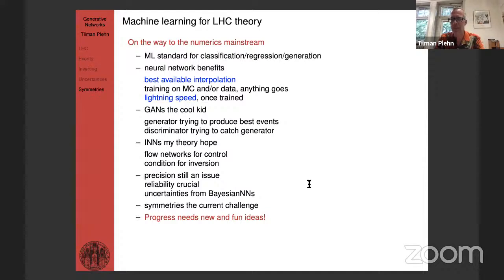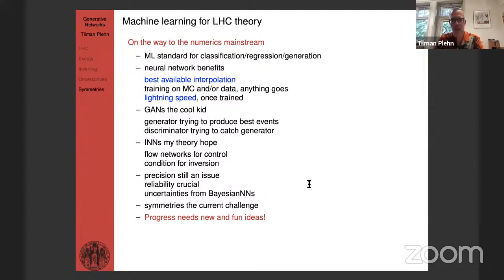Talking a little bit about symmetries at the SUSY conference. So machine learning is by now standard in classification, regression, generation. Everybody's using it. A lot of people are skeptical, but everybody's using it. And the reason why networks are so great is because they're the best available interpolation, and they're fast. GANs, generative adversarial networks, are the cool kid, but I really like these inverse networks, these flow networks.